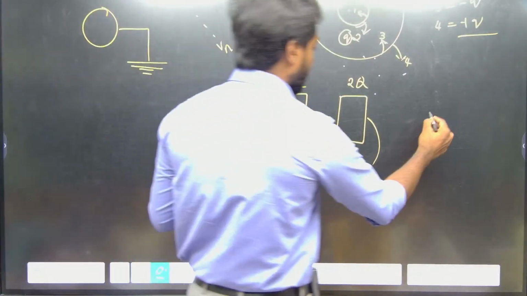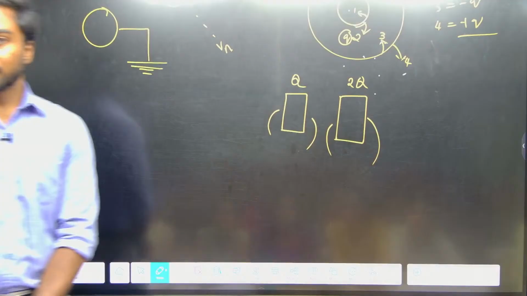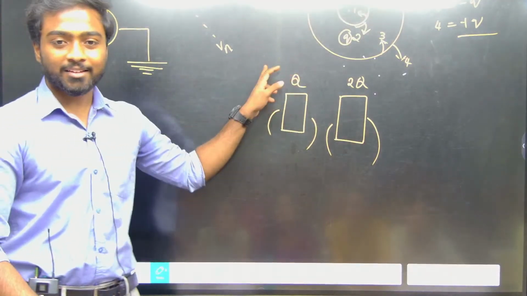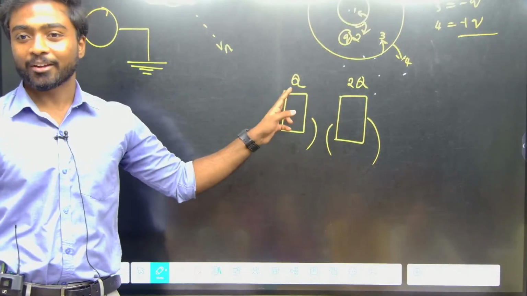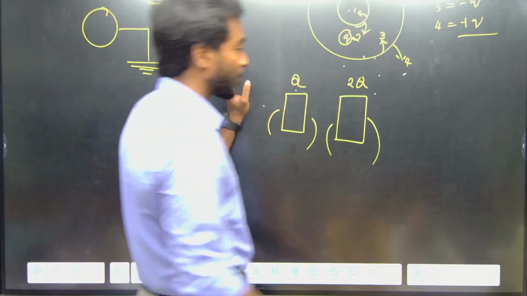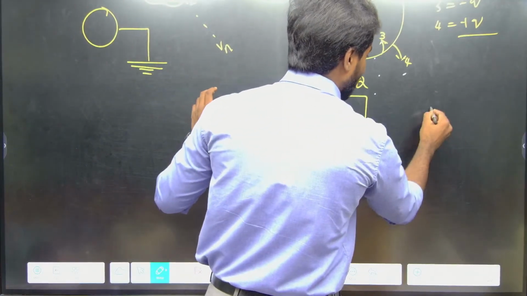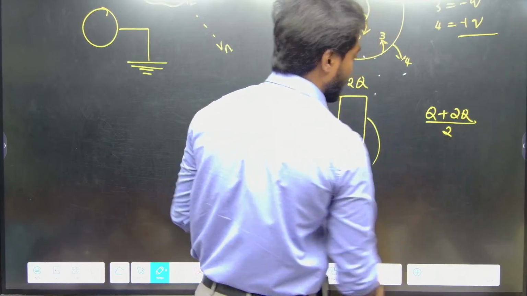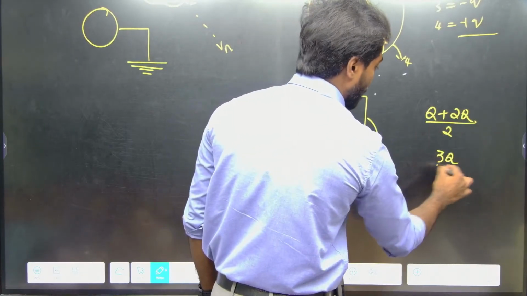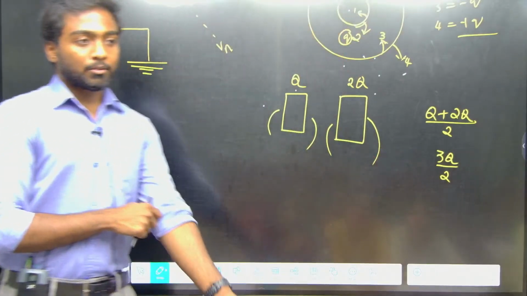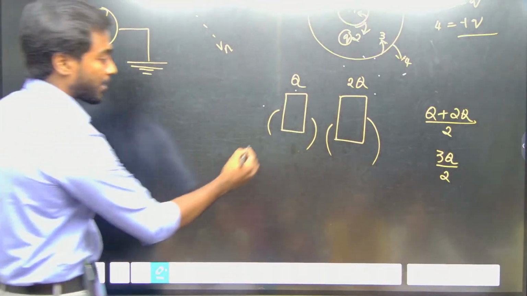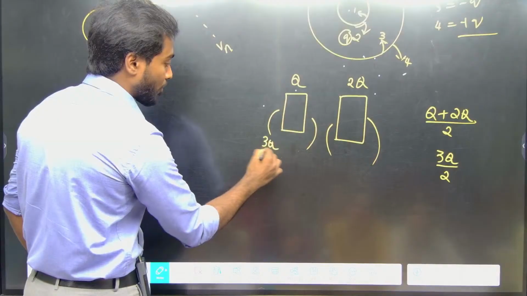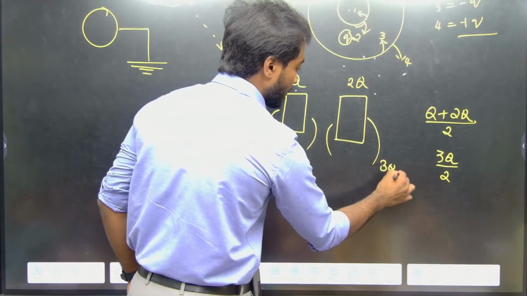Okay. Clubbing the charges, 3Q will come. I am talking about the two charges, Q and 2Q. So Q plus 2Q, and 2 bodies are there, so divide by 2, which is nothing but 3Q by 2. So to distribute, I will take 3Q by 2 here and 3Q by 2 here also.